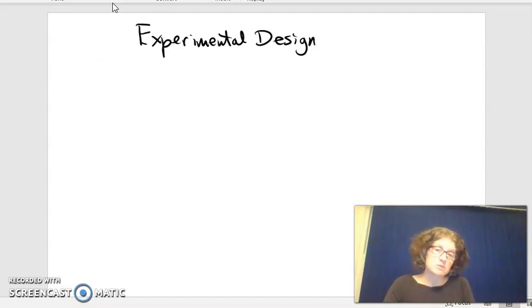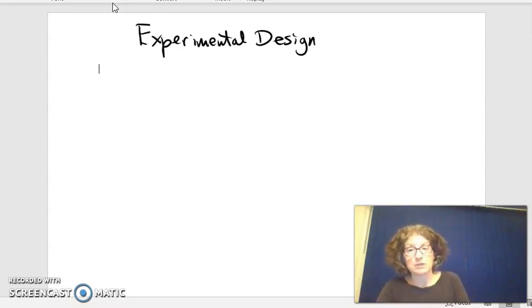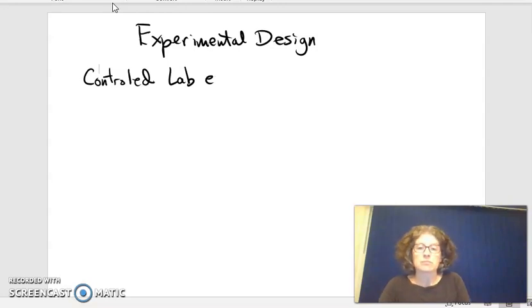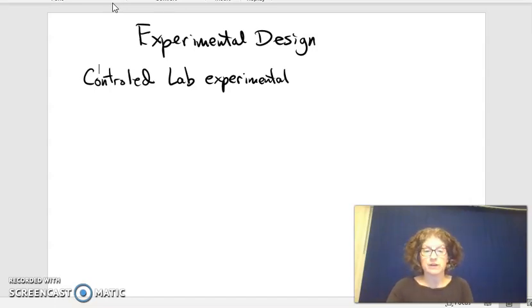So the type of experiment I want to talk about is an experiment that would be controlled in a lab. So a controlled lab experiment where you are working on test subjects in a laboratory, in a controlled environment, is very different from other types of studies that are also done in the field, where you might be studying a living organism out in its natural habitat. And there are arguments for both of those types of experiments.